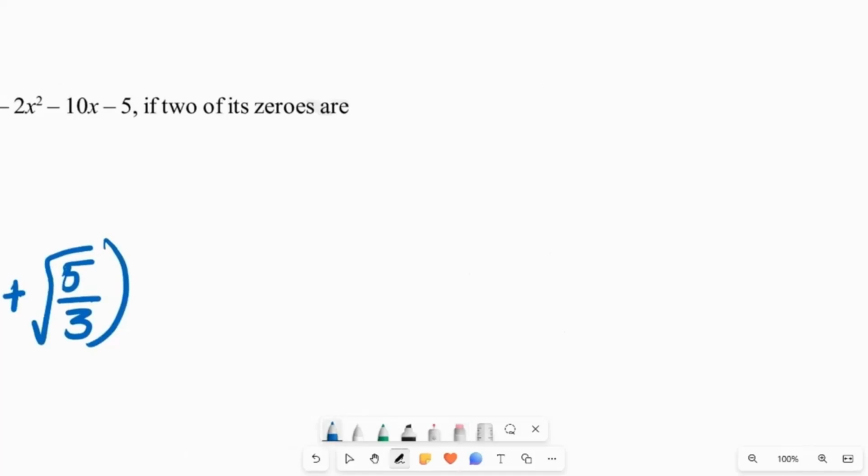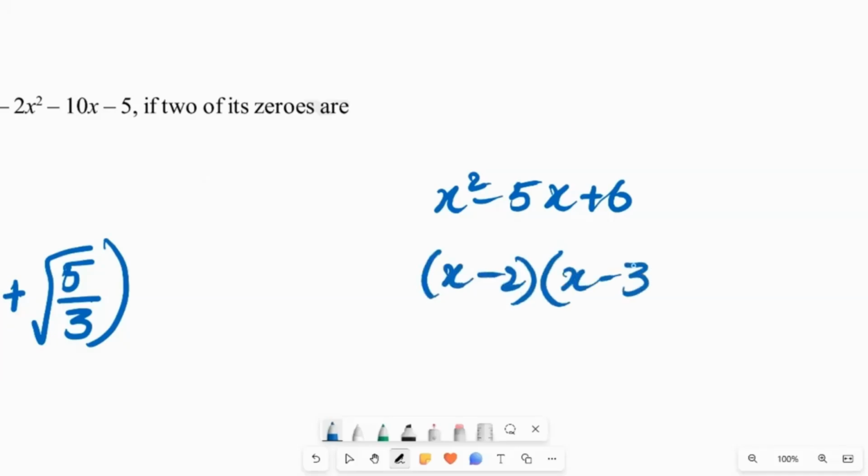Let's say we have a quadratic polynomial x square minus 5x plus 6. If we factorize this by splitting the middle term, the factors you would get are x minus 2 into x minus 3. From this, we would say that 2 and 3 are the zeros of this quadratic polynomial. Another thing we can conclude is x minus 2 is a factor of the quadratic polynomial, and x minus 3 is also a factor.